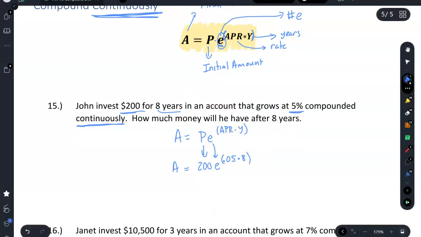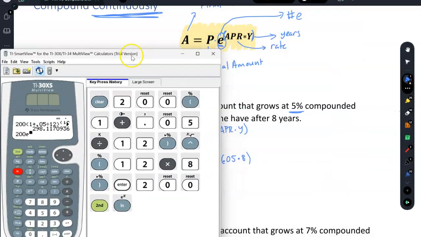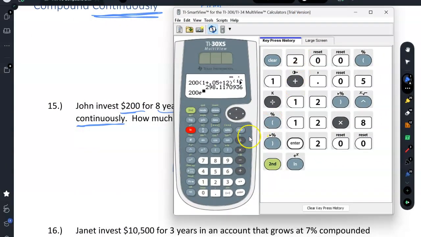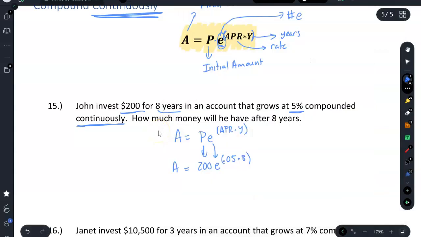I'll grab my calculator for this one too. So this was 200 times E. E is going to be in different locations on different calculators. I can see here in yellow, and make sure you're watching this in HD, I have E raised to the, if I hit second and then this ln, I get my E, and it's raised to 0.05 times 8. I'm going to go ahead and open up parentheses here, although with this calculator it's not necessary, times 8, and close my parentheses, press enter, and I get $298.36.